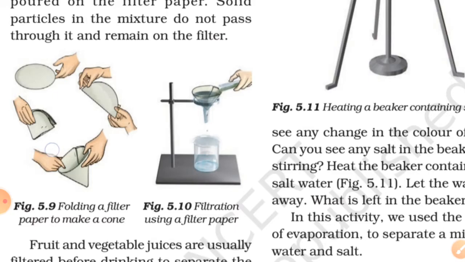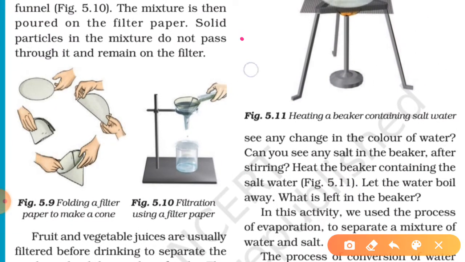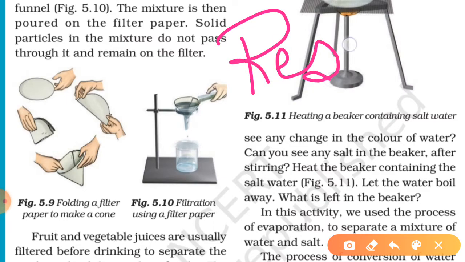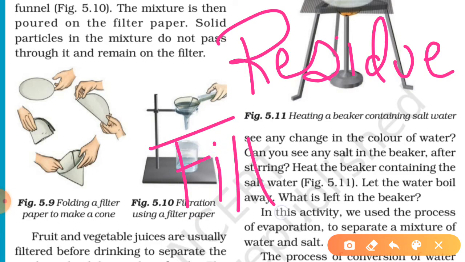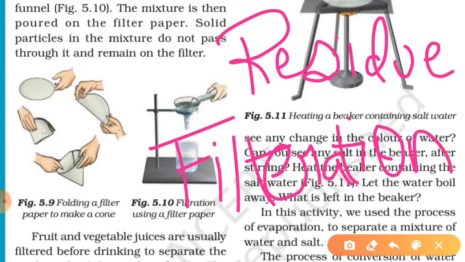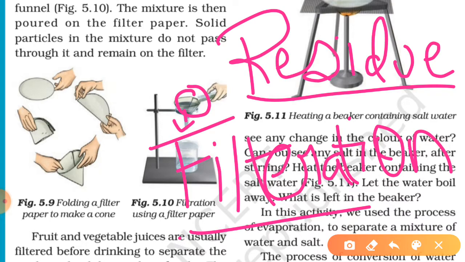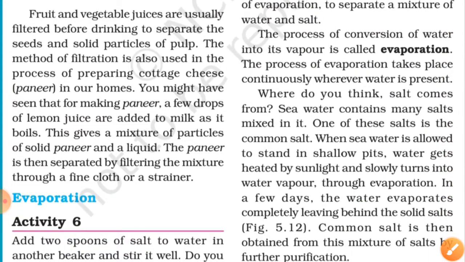In filtration, there are two terms. One is residue, and the other is filtrate. Please remember this. When the soil or the dust particles remain on the filter paper, this is called residue, and when the clean water goes into the beaker, this is known as filtrate. Okay, remember this. This is also very important.